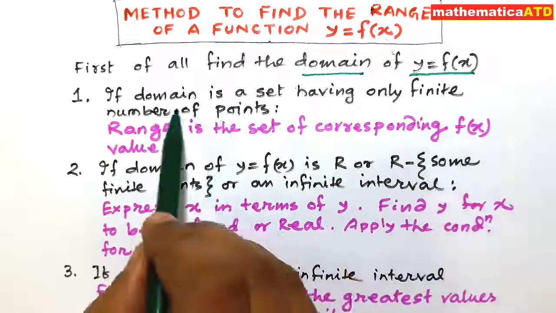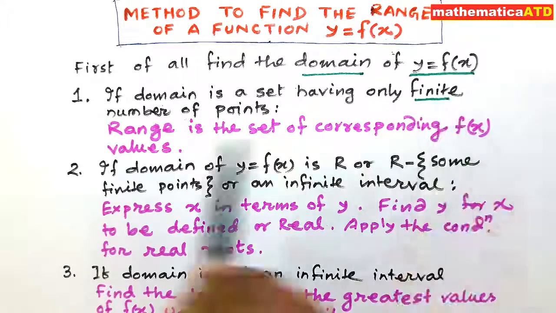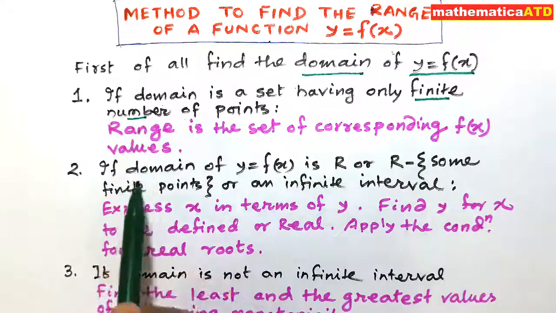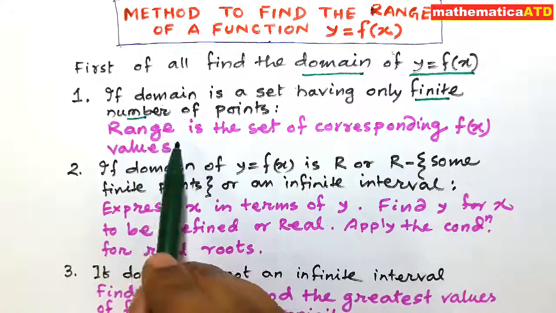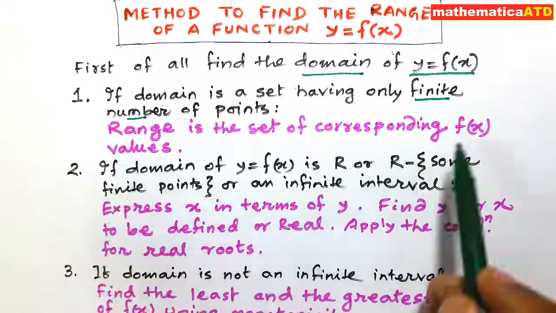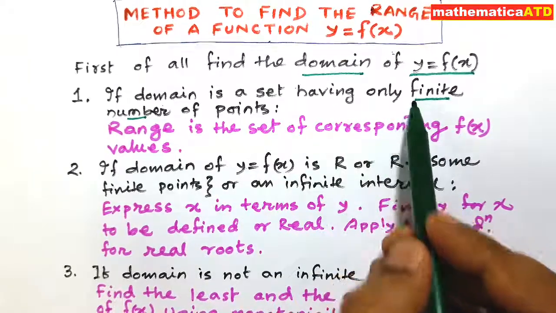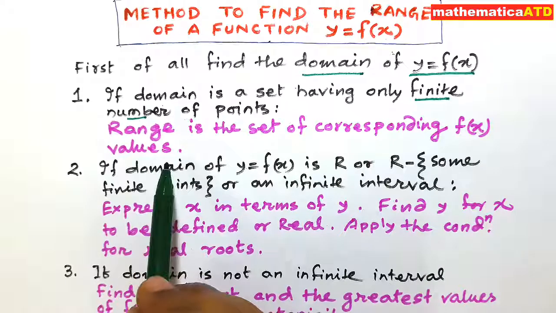If the domain is a set having only a finite number of points, then you can find the range in this way. The range is the set of corresponding f(x) values. Just find the f(x) values corresponding to the given domain values, and you will get the range.